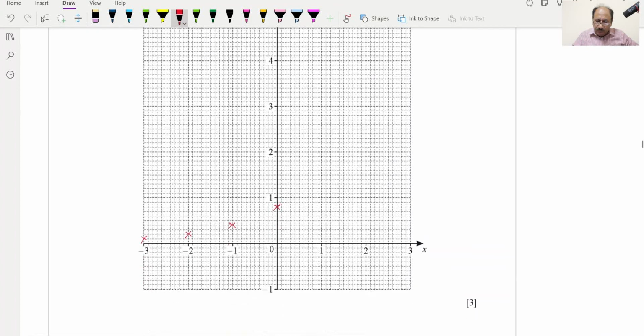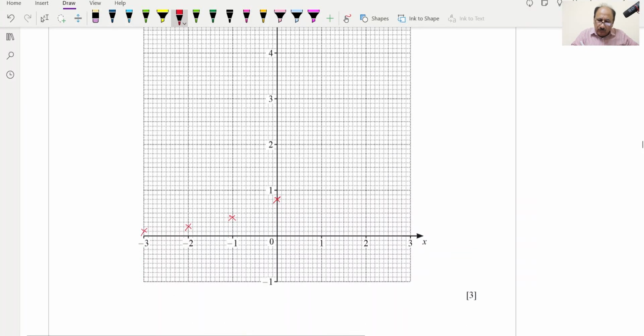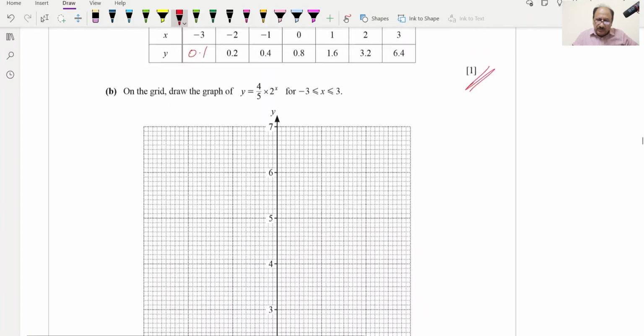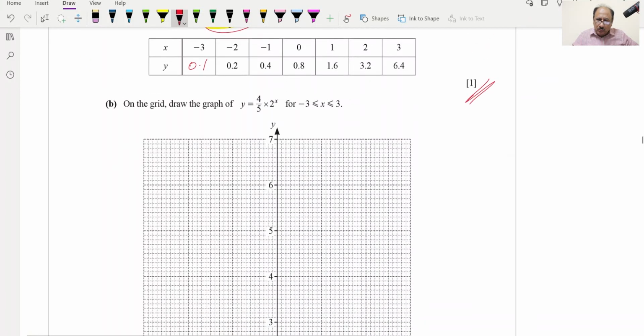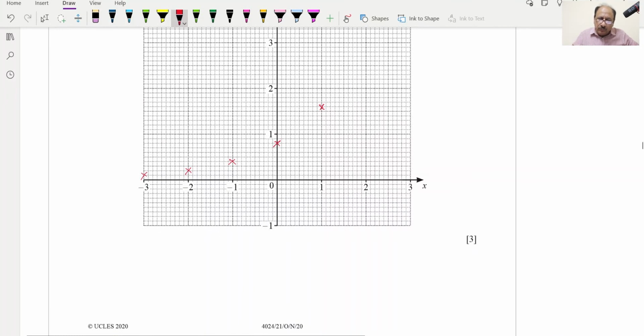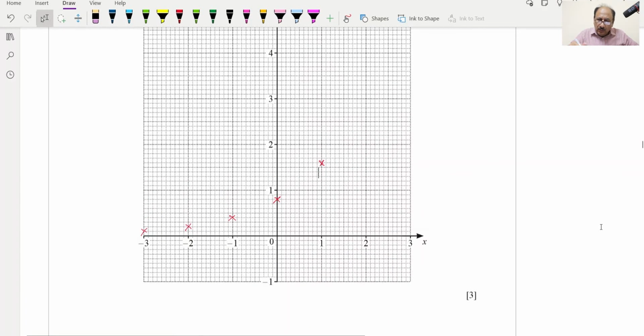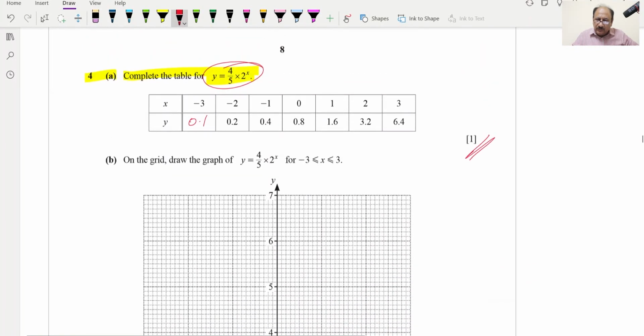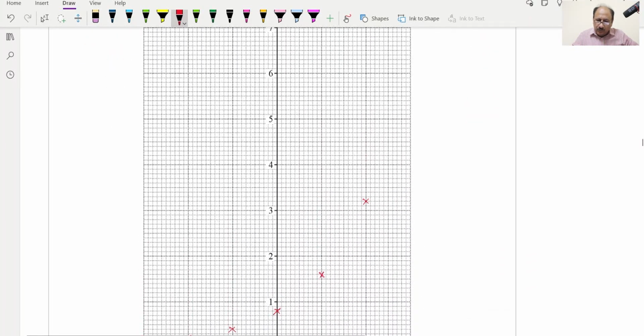Then 1 and 1.6, 1 and 1.6 is this mark, and the next mark is 2 and 3.2, so 2 and 3.2. So 3.2 is this mark, and 3 and 6.4. 3 and 6.4 will be this one which we have marked.